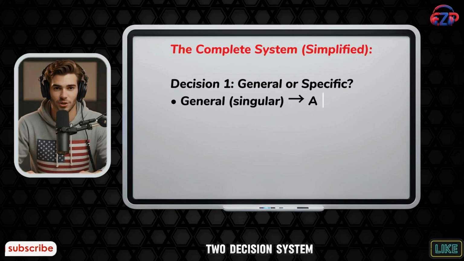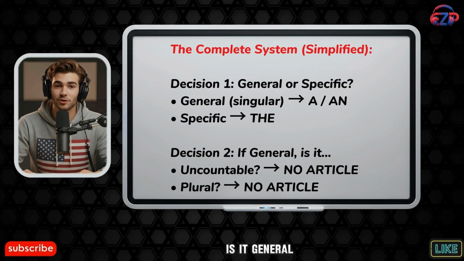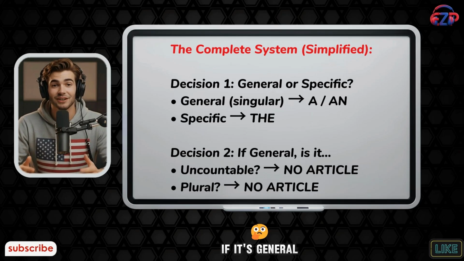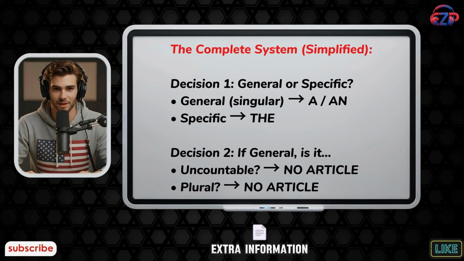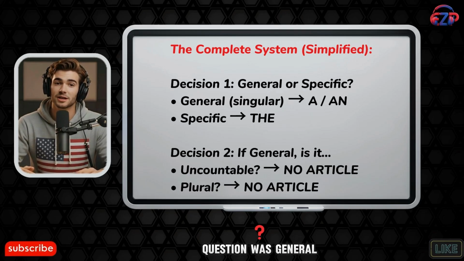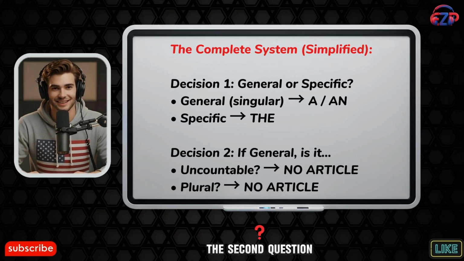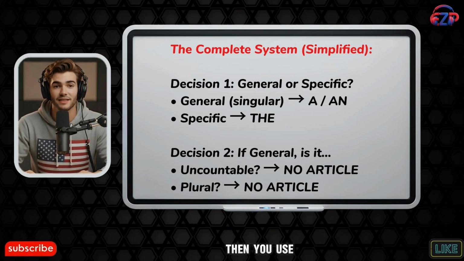So our complete two-decision system is this. First, ask yourself, is it general or specific? If it's general and singular, use a or an. If it's specific, the second mention, unique, or made specific by context or extra information, use the. If your answer to the first question was general, then you ask the second question. Is this noun uncountable or plural? If yes, and you are still talking generally, then you use no article, the zero article.